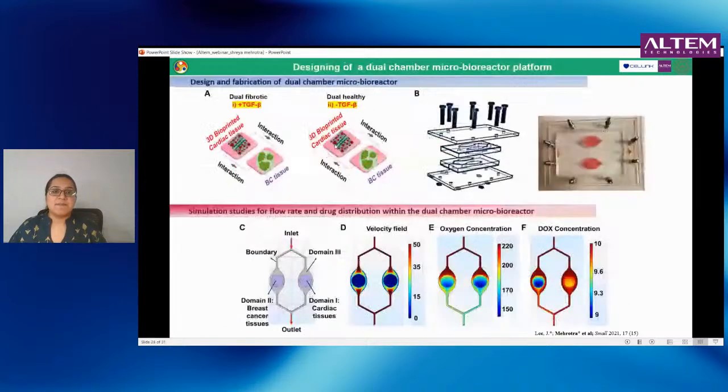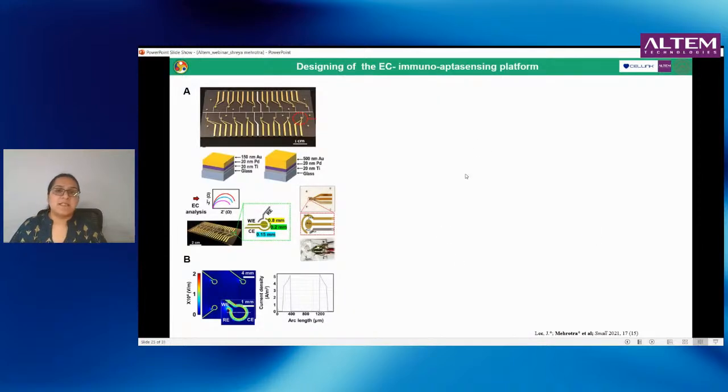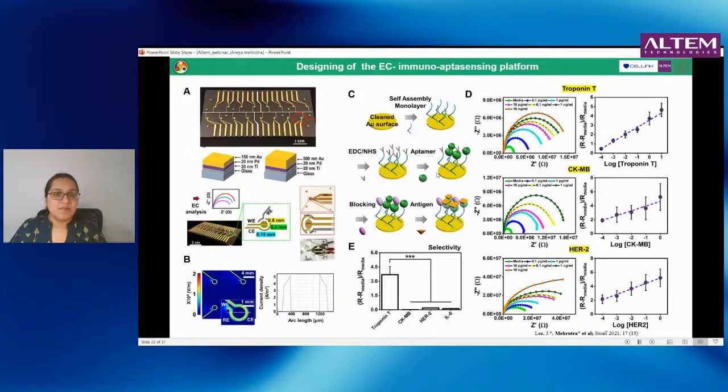We then cultured both the healthy cardiac tissues with the breast cancer tissues, and the fibrotic cardiac tissues with breast cancer tissues, in these kind of dual reactors, where we stimulated them for the best oxygen concentration, flow rate, and drug concentration, and then we coupled them with immunosensors. These immunosensors were formed out of gold because of its enhanced stability, and they were functionalized with aptamers using an EDC-NHS based cross-linking method.